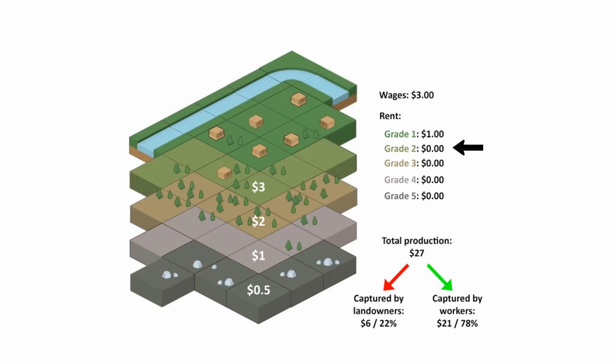Second grade land has no ground rent to extract because any laborer can make $3, but prime land now has a $1 ground rent. Any early settler who claimed more land than they could work will now be earning $1 extra from ground rent for each piece of land they own.